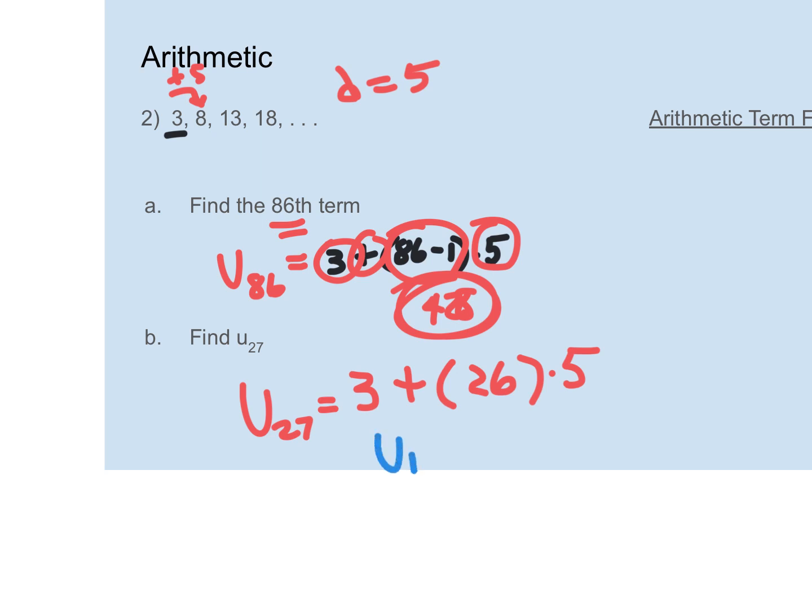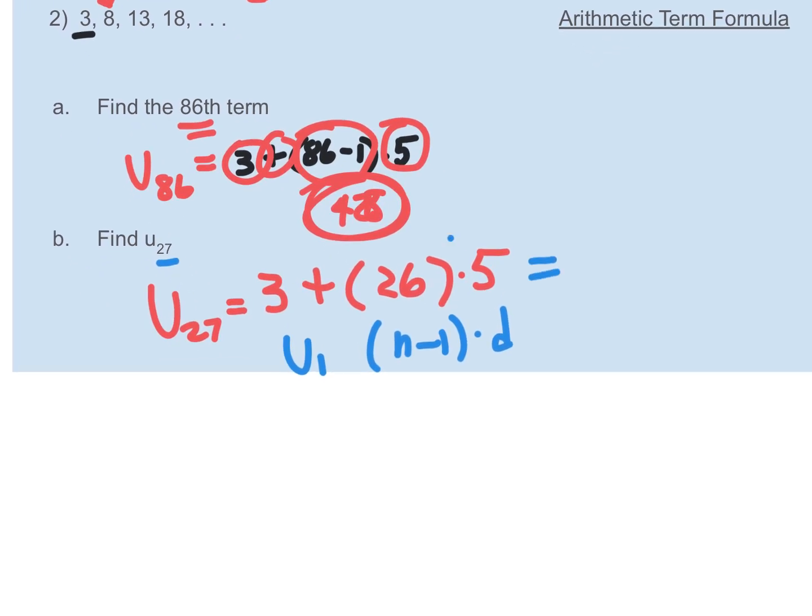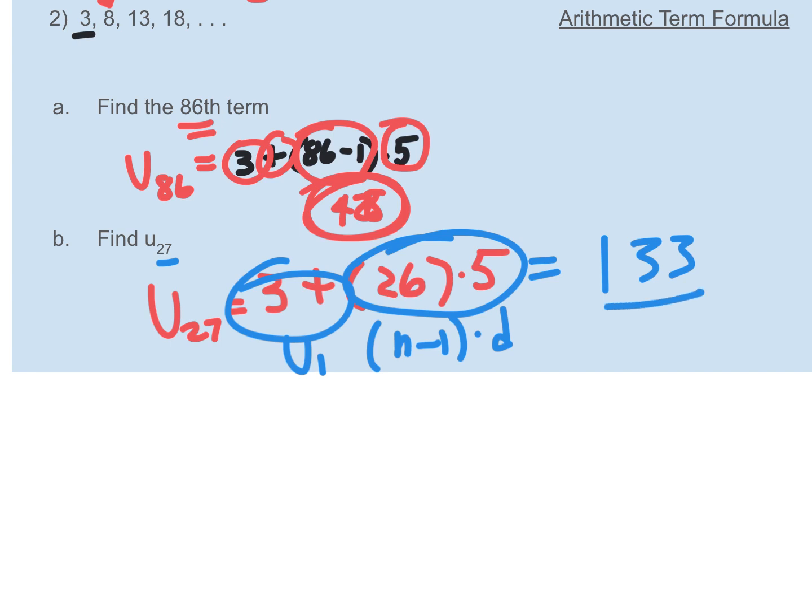This was U sub 1. This was n minus 1. Did it in my head. I just said not 27 of them, 26 of them, times the common difference. And then totally I'd use a calculator for this in this class at this level. What is 26 times 5? And then add 3. 133. That's the 27th term.